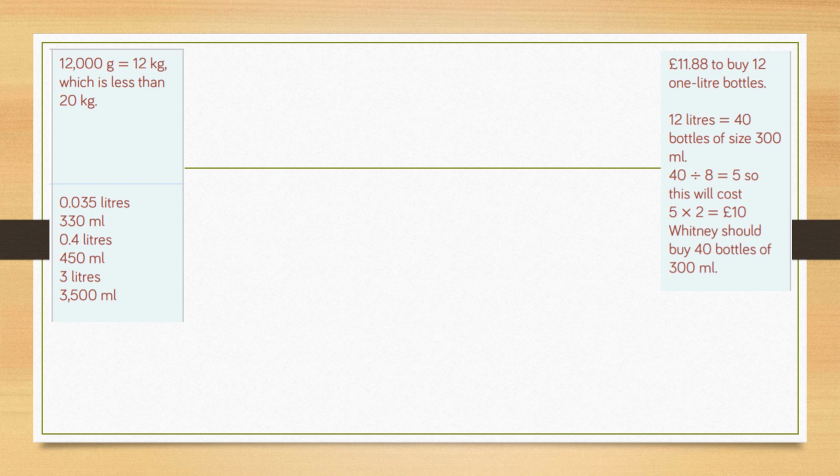12 1 litre bottles, because remember she wanted to buy 12 litres, so 12 1 litre bottles would be £11.88. So 12 litres would be 40 bottles, because 40 times 300 is 12,000 millilitres, which is 12 litres. So 40 divided by 8 equals 5. So this will cost 5 times 2, which is £10. So Whitney should buy 40 bottles of 300 millilitres because it's cheaper.